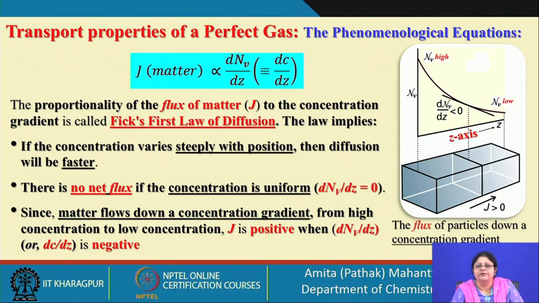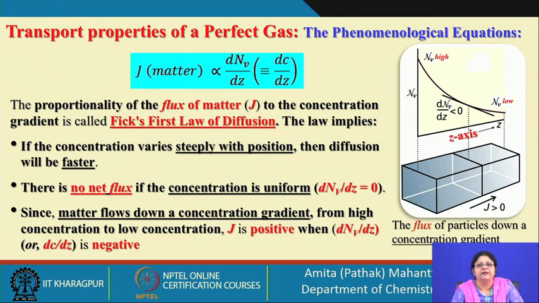Since matter flows down the concentration gradient, from high concentration to low concentration, J should always be positive. J is always positive because flux is the number of particles moving per unit area, per unit time. This number of particles cannot be negative.